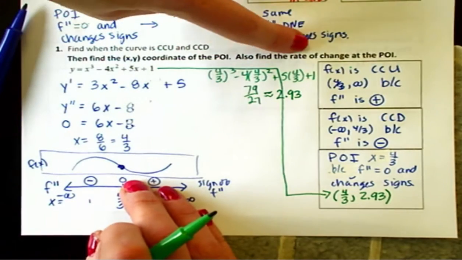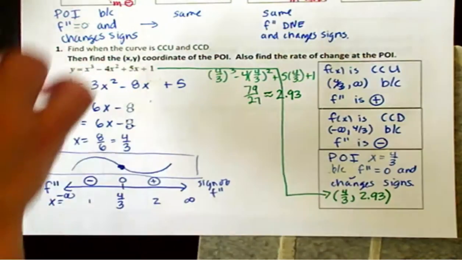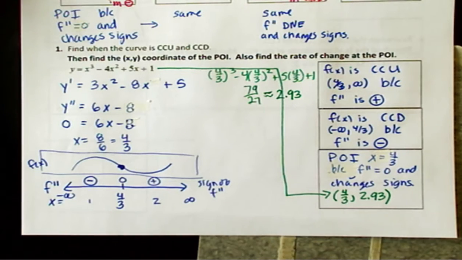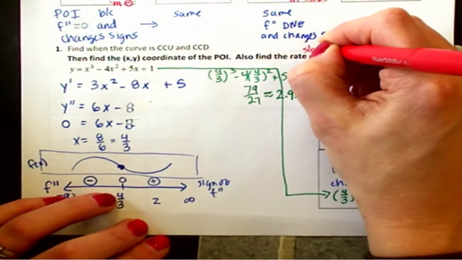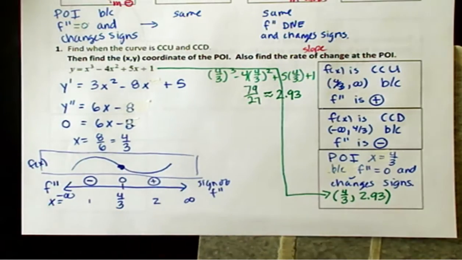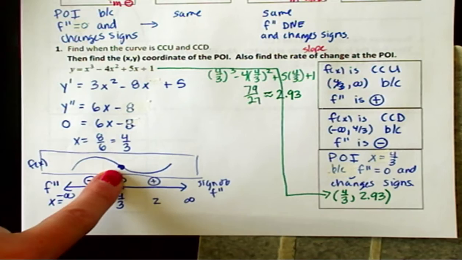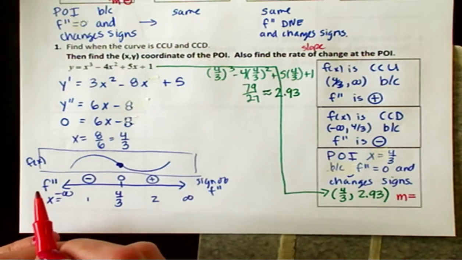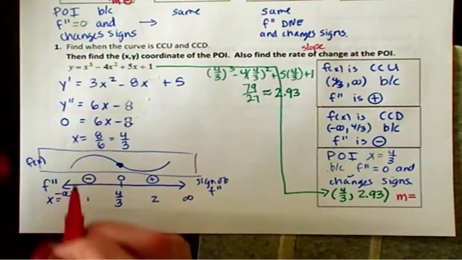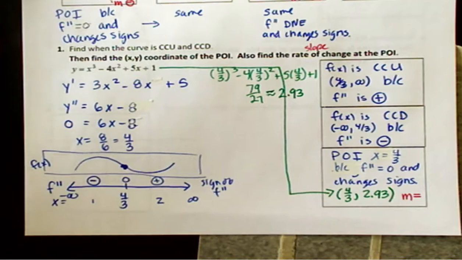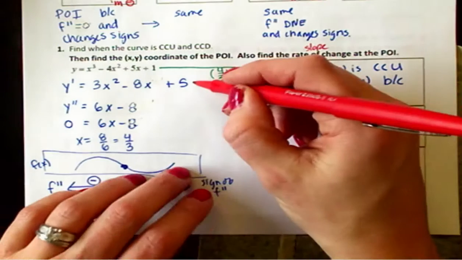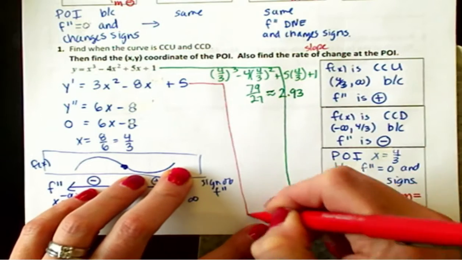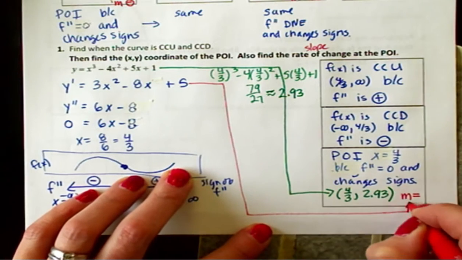It says also find the rate of change at the point of inflection. Okay, rate of change, that is slope. Looking at my picture, I imagine slope is negative based on the picture that I sketched. Okay, find slope. Which one of my equations gives me slope? Y, y prime, or y double prime? Y prime gives you slope. There's your slope. Plug it in.